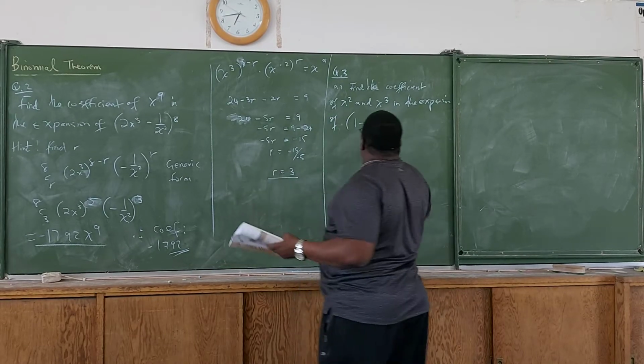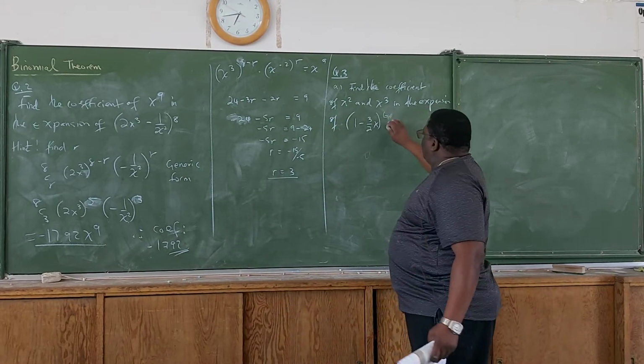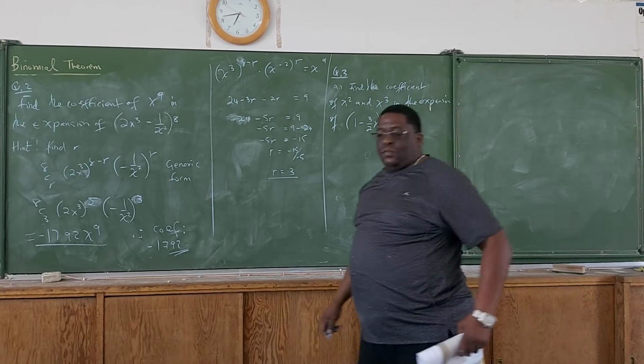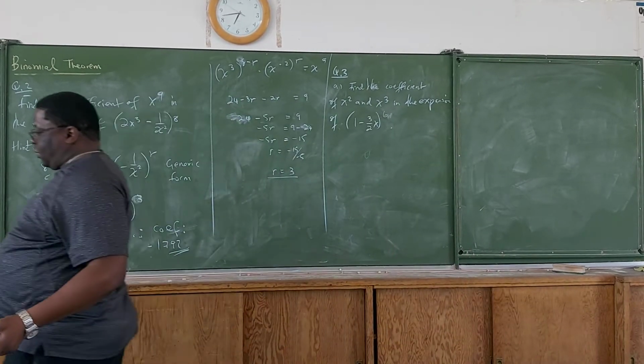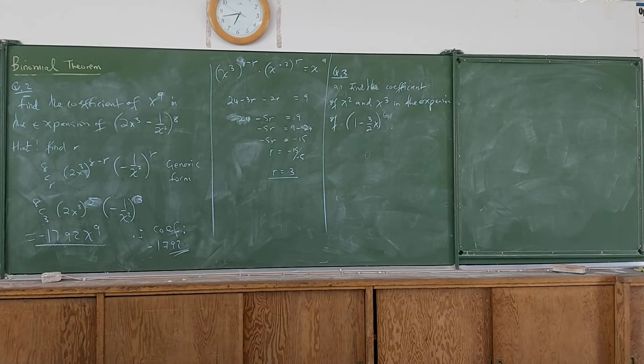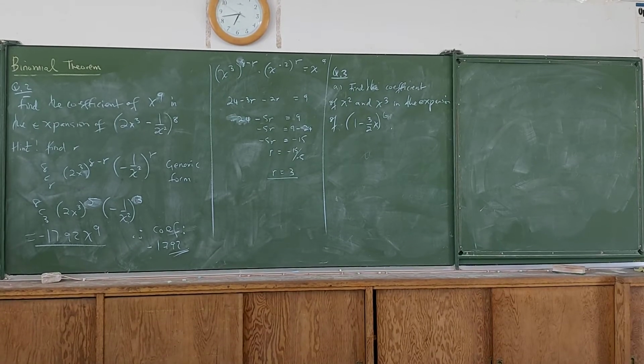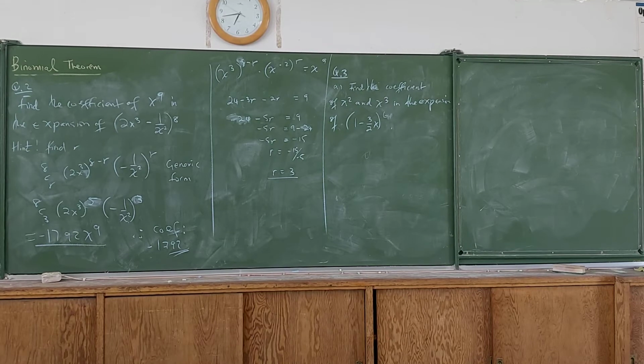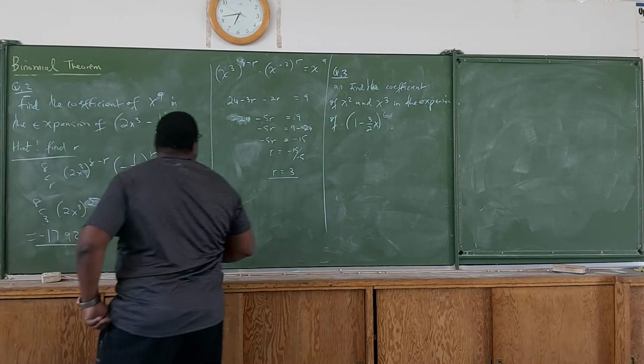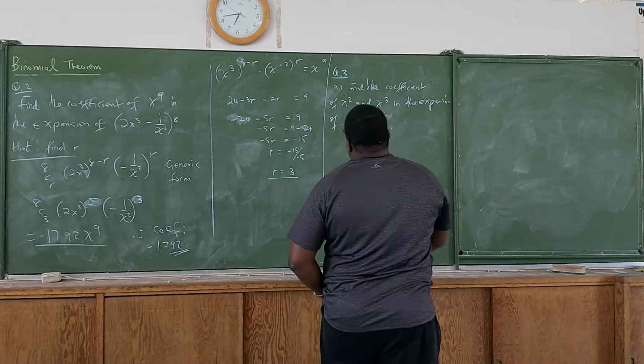You understand what I'm saying? You are left with two r's. First one for x squared and then the other for x cubed. First we find the generic term, and then we take the two r's, because one is going to be equated to x squared, the other to x cubed. So again, our aim remains: find r.